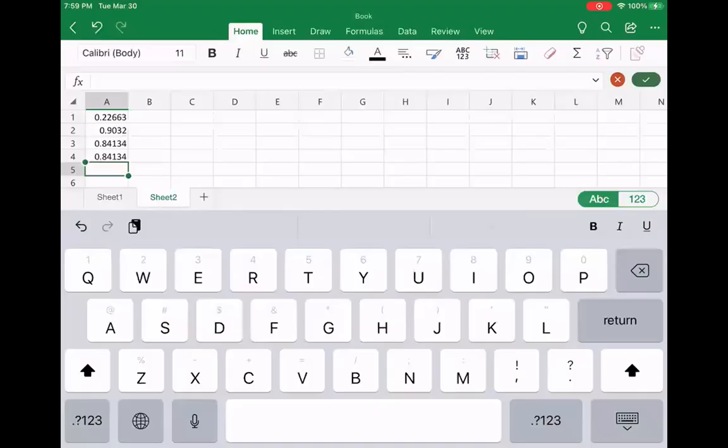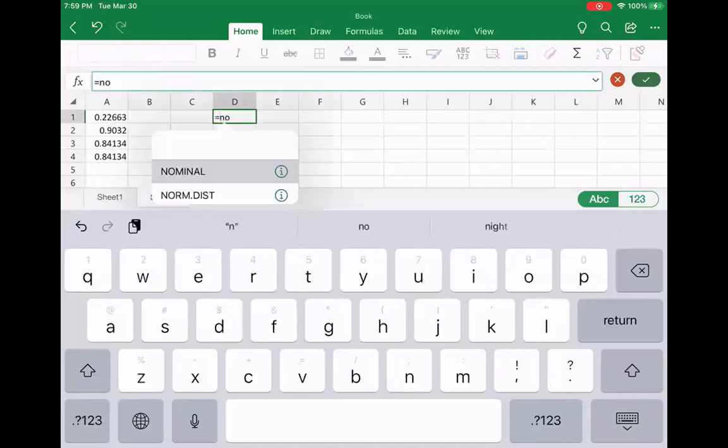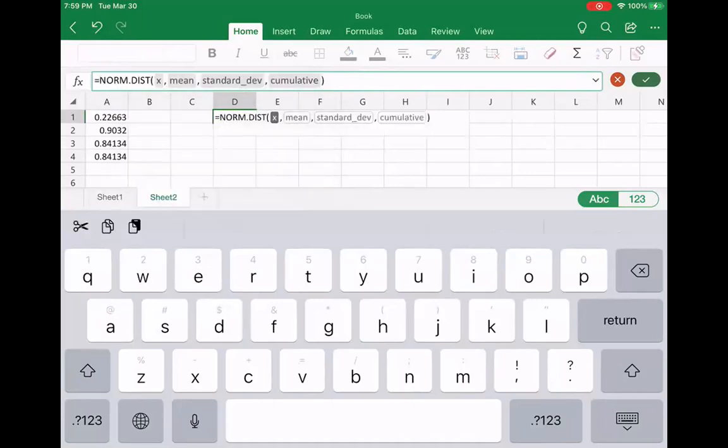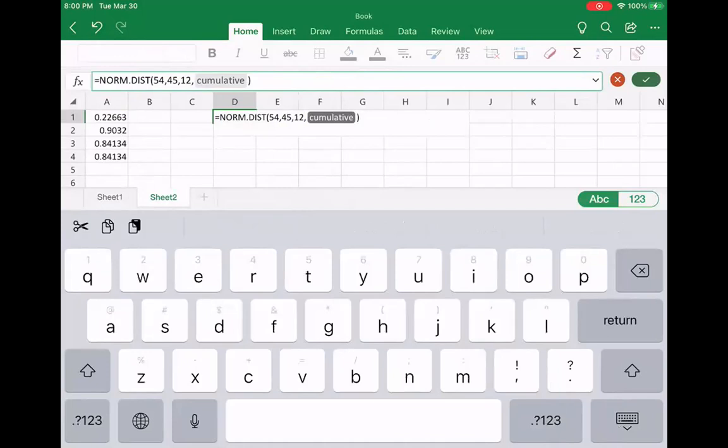For a problem like this, I'm going to use a new function, and the function I'm going to use now is NORM.DIST. NORM.DIST is not for z-scores. It takes into account any mean and any standard deviation. So my x here is the value 54. That's the value they're asking me about. My mean was 45. My standard deviation was 12. And what do I set the cumulative to? True.